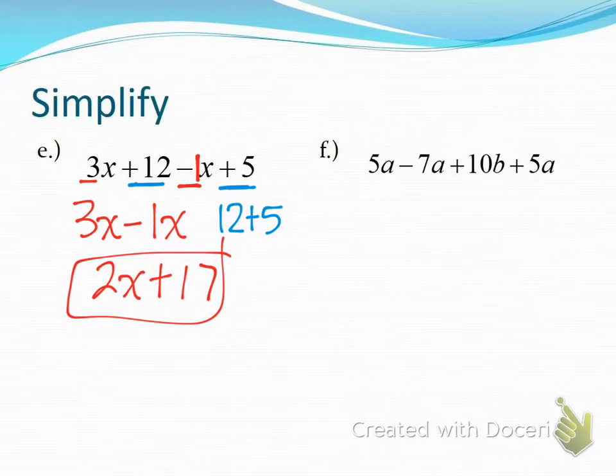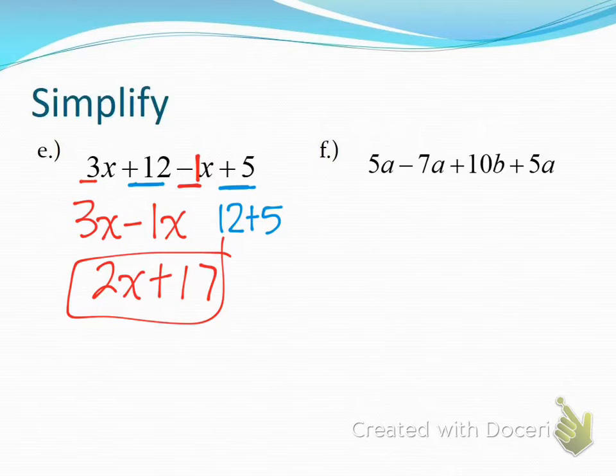There we go. So that is our answer. The 2x and the 17 cannot be combined. Questions about that one, especially with the negative 1x or minus 1x? Okay, keep the sign in front of the term.